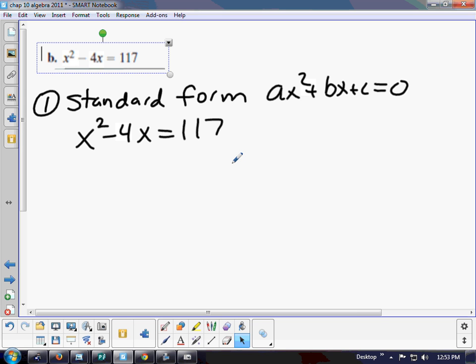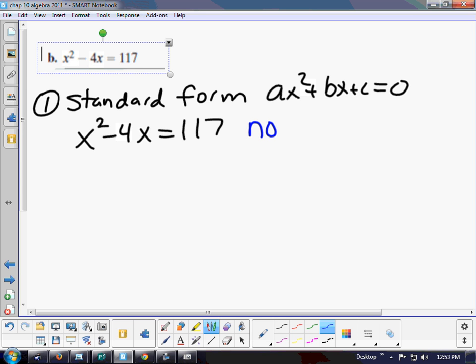So the first question: is it in standard form? Is this in standard form? And the answer is no. Okay. We need to put it in standard form.